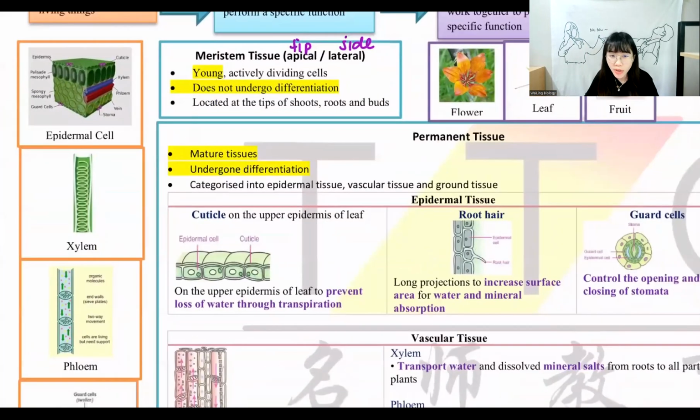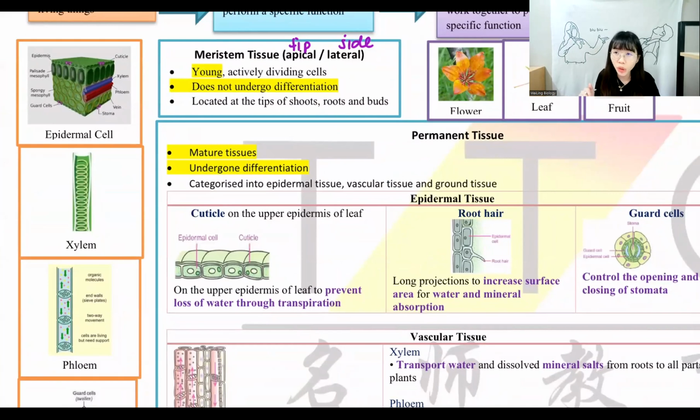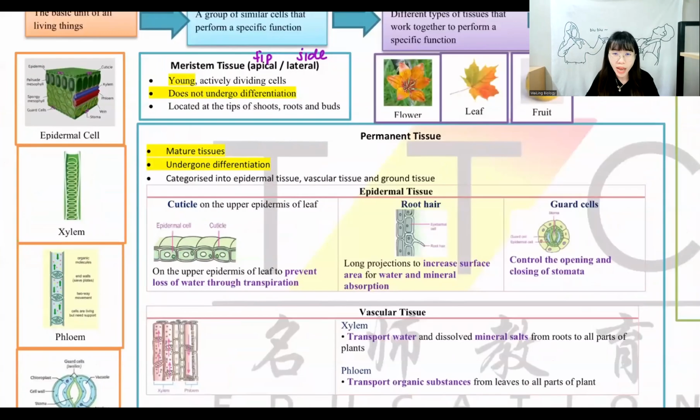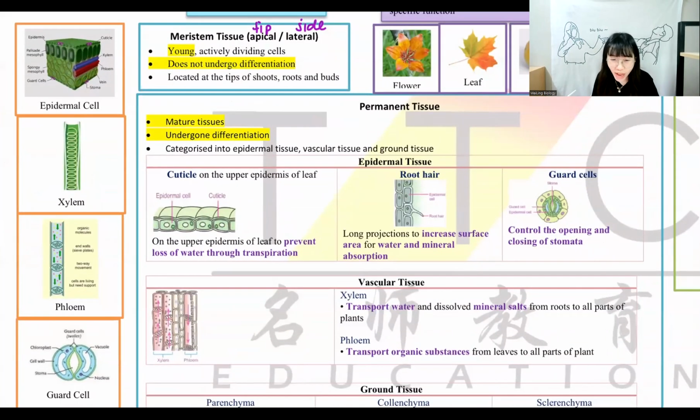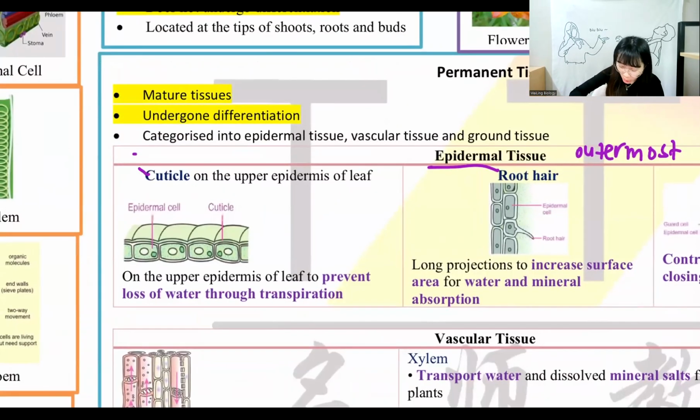But permanent tissue is different. Permanent tissue is a mature tissue. They have already undergone cell differentiation. We have epidermal, vascular, and ground tissue. Epidermal, just now we learned the word epithelial in human. Epithelial means what again? Outermost. Very good. So epidermal has the same meaning: outermost layer. We have cuticle. Cuticle is the waxy layer.